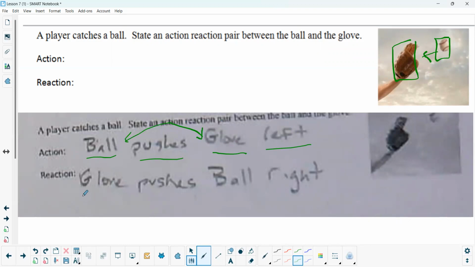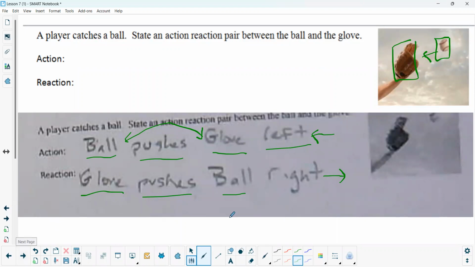So the glove is going to come first in the statement. The glove pushes the ball, and it pushes it in the opposite direction. So if this one is left in the action, the reaction, the glove is pushing back to the right. And that makes sense, because the ball is going to push on the glove and make it accelerate in the direction it's moving. And the glove pushes in the opposite way. And because it's the opposite way the ball moves, it slows down. So that is the action-reaction pair in that situation.